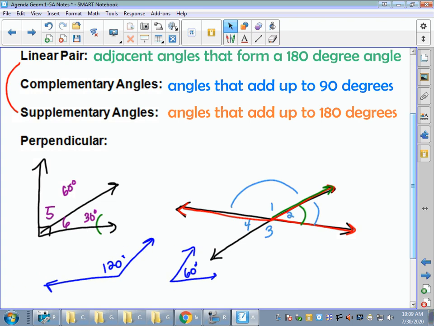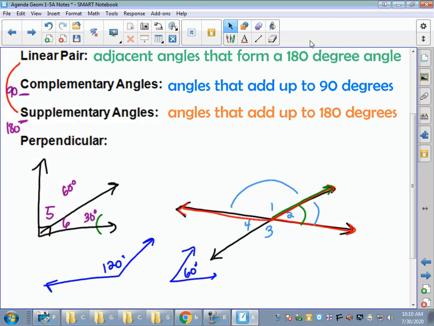And I think everybody knows perpendicular. Oh, before I go on, I should say this. A lot of people get confused or can't remember the difference between complementary and supplementary. So I always just remember alphabetical. C comes before S. 90 is smaller than 180. So numerical and alphabetical order. It's a dumb thing, but it helps to remember.